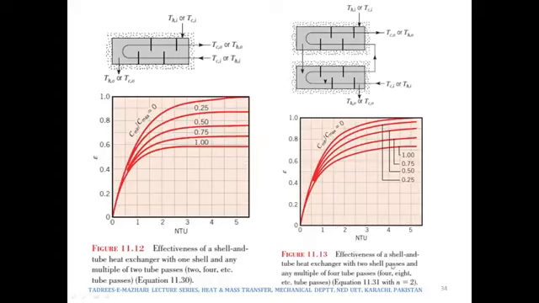And if we have 2 shell passes and any multiple of 4 tube passes, then we would be able to use this graph. 2 shells have been made over here, and of course the ones that are shown over here are 4 tube passes, but it can be 4 or 8 or 12.